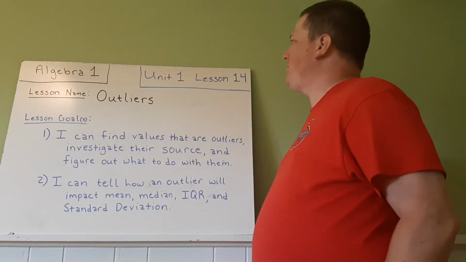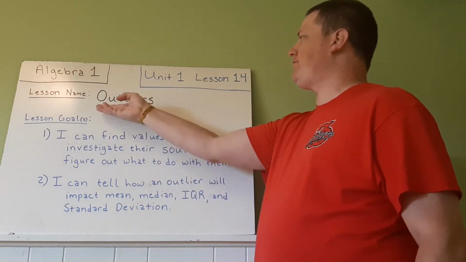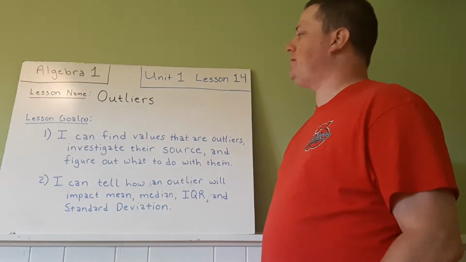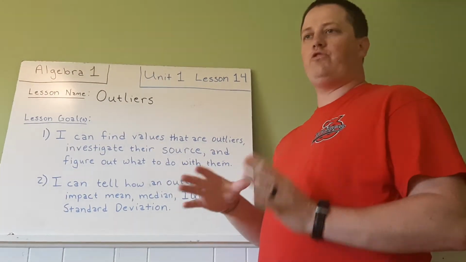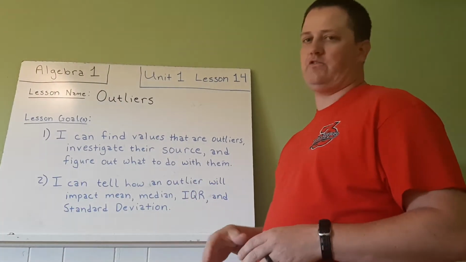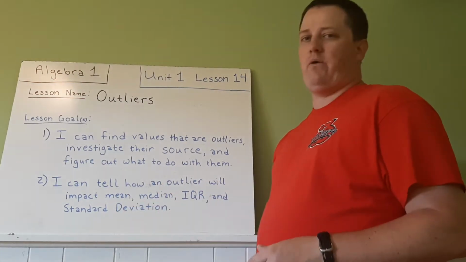Okay, Algebra 1 students, today we're going to look at Unit 1, Lesson 14, which is focused on outliers. These are the extremes in problems, but usually they're known as extremes. They're only known as outliers if they fit a certain situation where they might be just way away from everything else.